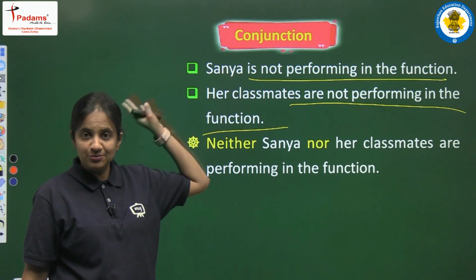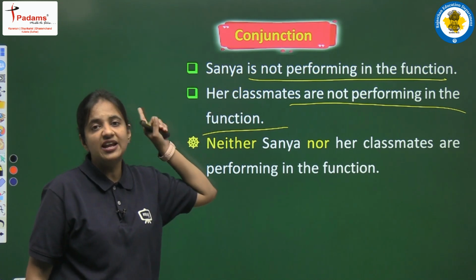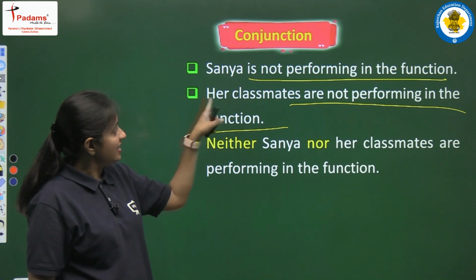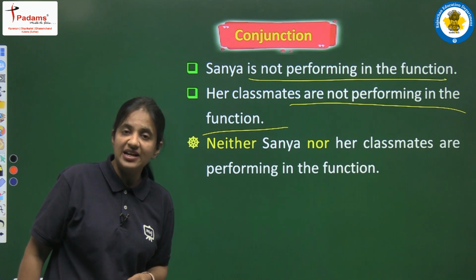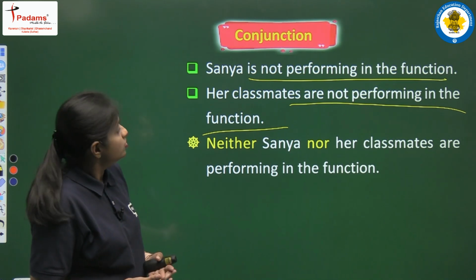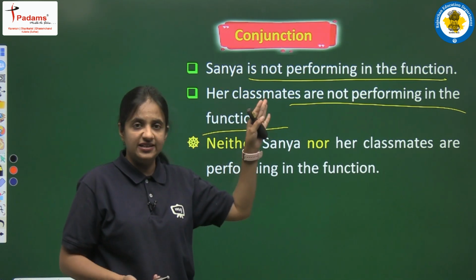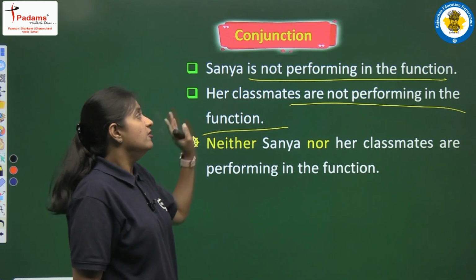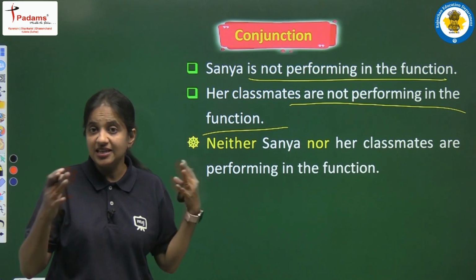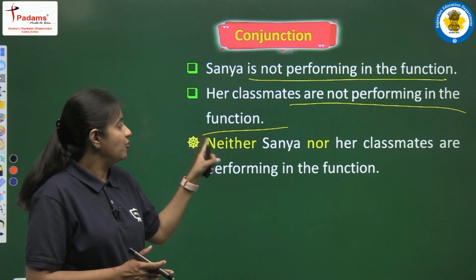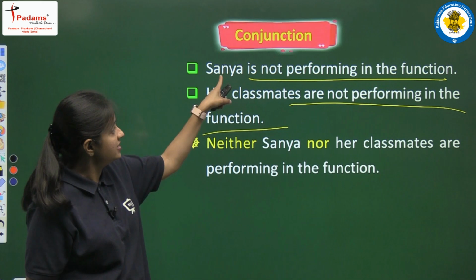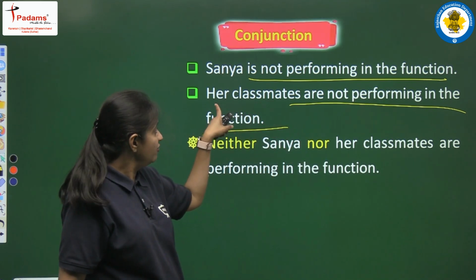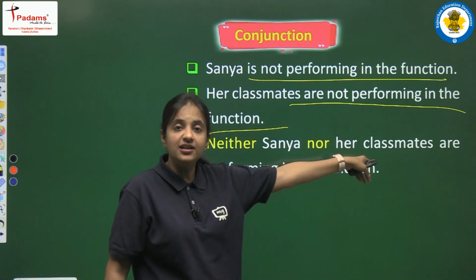The different part is, again, the subject is different. In the first sentence we are having Sanya, that is a singular subject, and in the second part we are having her classmates, that is a plural subject. So now we have to join these two sentences into one sentence using neither nor. So let's see. One thing is clear, that we have to join the subjects, right? So first of all we have to write neither. After that, the first subject, that is Sanya. Next we have to write nor. After nor we have to write the second subject, that is her classmates.